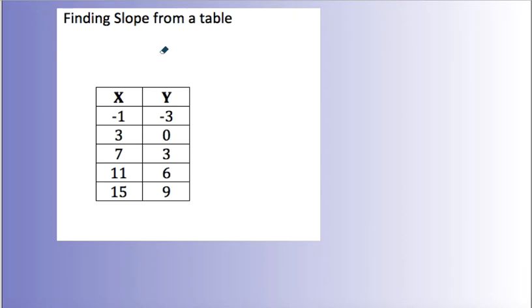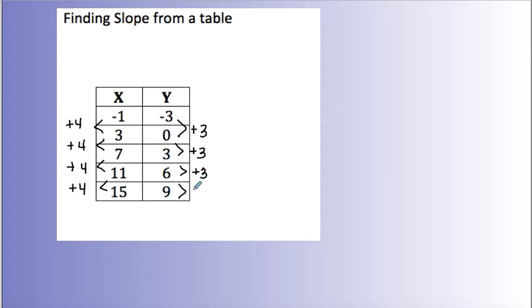All right, we also want to be able to find slope from a table. So from a table, what I like to do is just look at the change in the table itself. So I can see that from -1 to 3, I'm going up 4. From 3 to 7, I'm going up 4. From 7 to 11, I'm going up 4. And from 11 to 15, I'm going up 4. All right, and on the y side, the change is I'm going up 3. And I'm going up 3 consistently here.